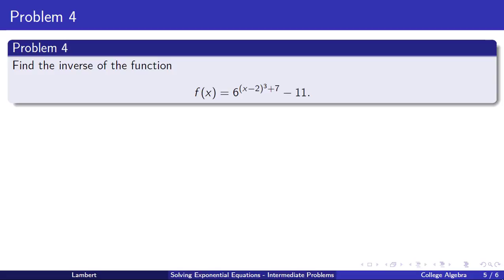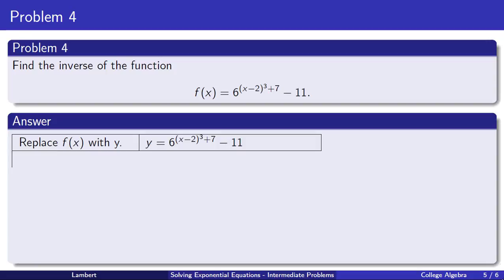Okay, similar problem. Find the inverse of the function. This will be a little bit nastier than usual. f of x equals 6 raised to the x minus 2, that quantity cubed, plus 7. All that's up in the exponent. And then minus 11 outside that exponential function there. So same process as we do with all the inverse functions. So we begin by replacing f of x with y. So you get y equals 6 raised to the x minus 2, the quantity cubed, plus 7 power, minus 11.